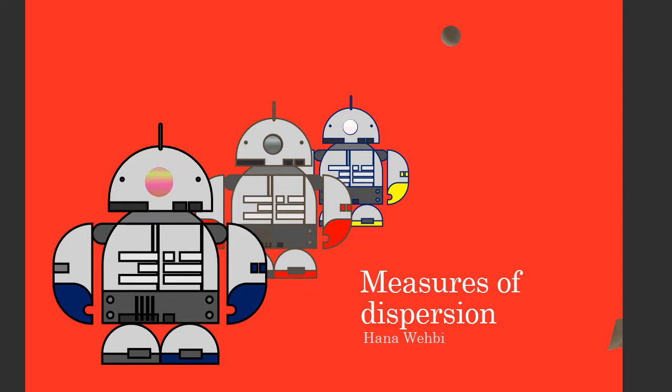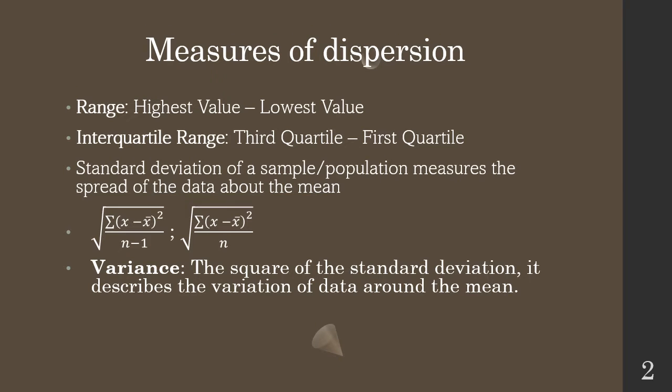So in this video, we're going to talk about the measures of dispersion. So these are the popular ones. The measures of dispersion are the range, which is the highest value minus the lowest value, the interquartile range, which is the third quartile minus first quartile, and we're going to speak about what we mean by third quartile and first quartile, and then the standard deviation of a sample or a population, and we're going to do it by hand without using the calculator.